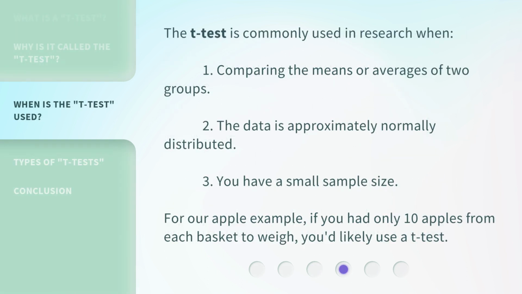The t-test is commonly used in research when: 1. Comparing the means or averages of two groups. 2. The data is approximately normally distributed. 3. You have a small sample size. For our apple example, if you had only 10 apples from each basket to weigh, you'd likely use a t-test.